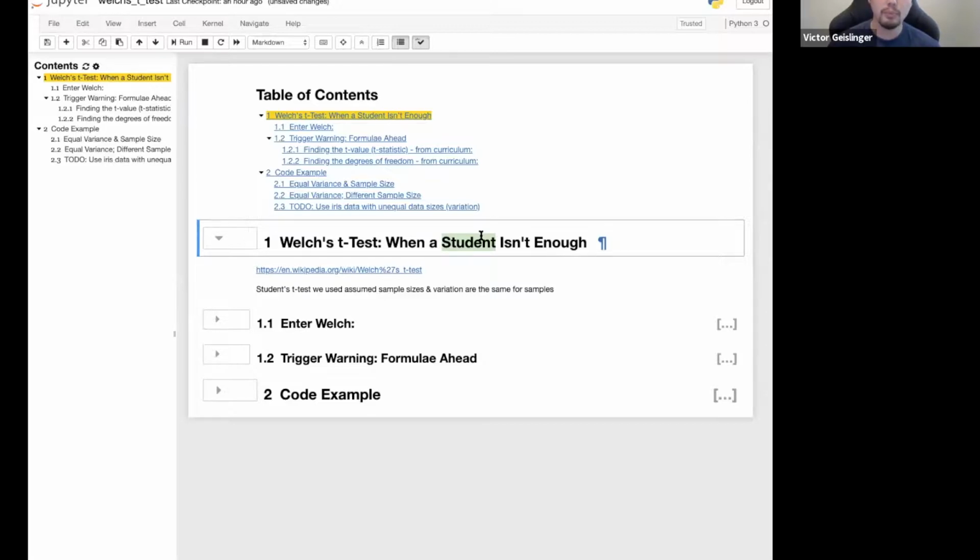A good place to go, honestly, if you're like, what is this exactly? Like, I can't remember exactly. Wikipedia is actually a really good resource for these kinds of things for statistics.